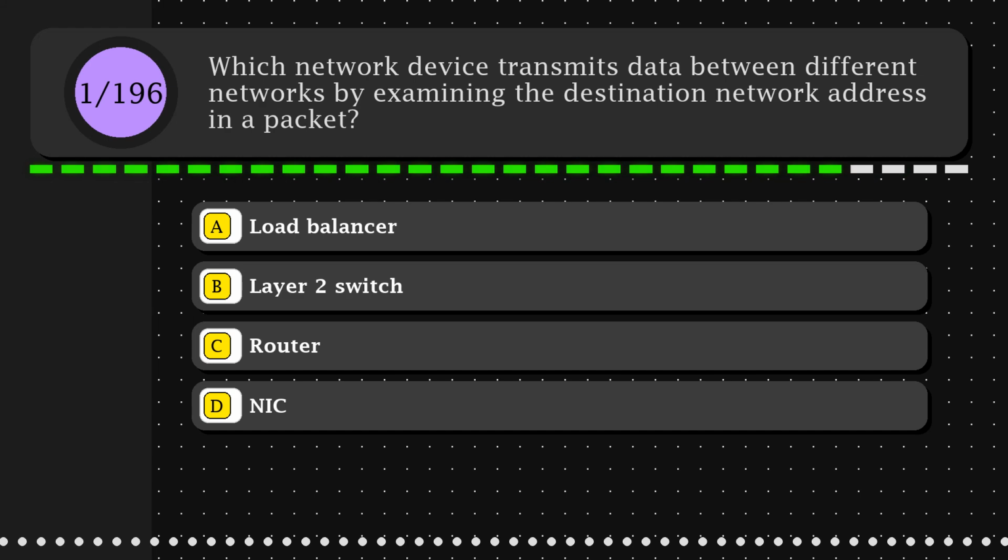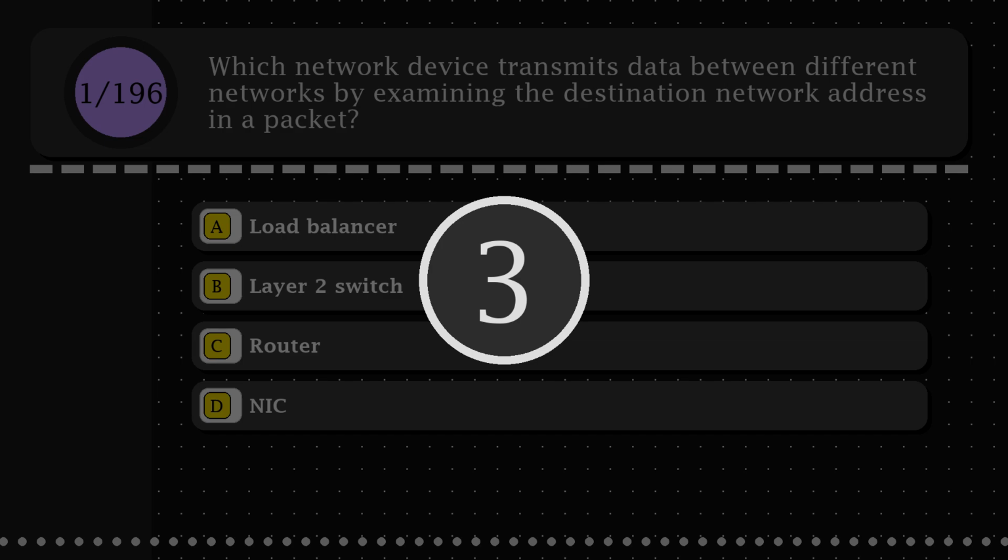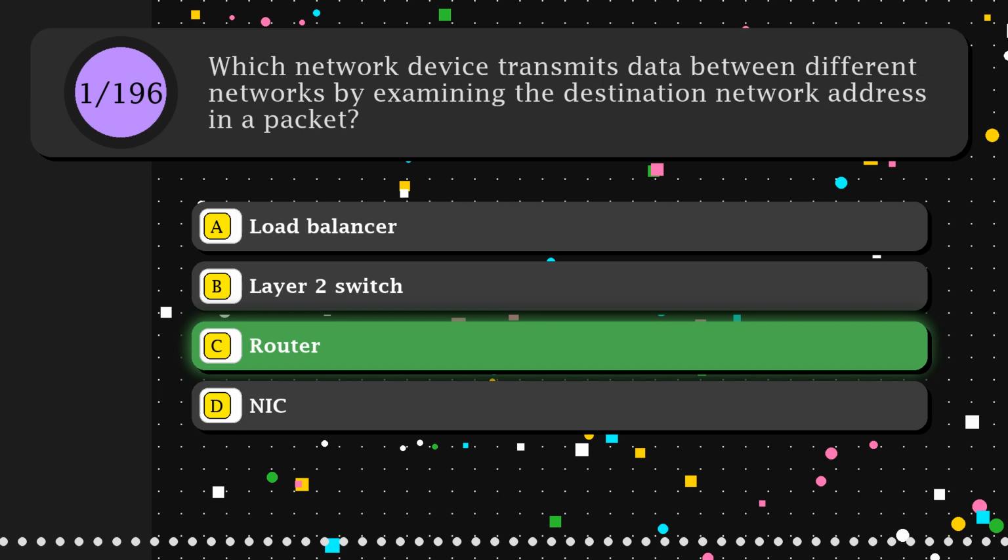Question 1. Which network device transmits data between different networks by examining the destination network address in a packet? Option A, load balancer. Option B, layer 2 switch. Option C, router. Option D, NIC. The correct answer is option C, router.